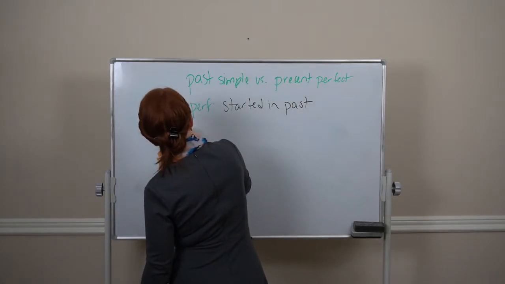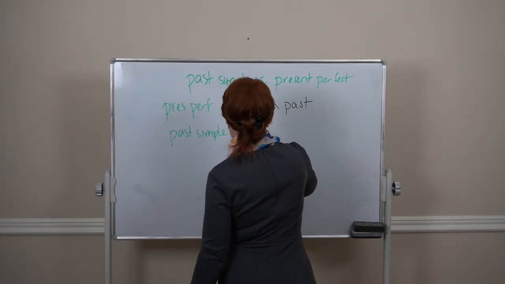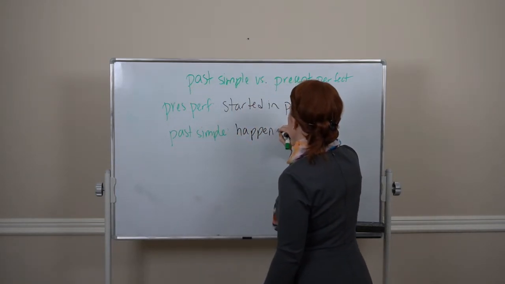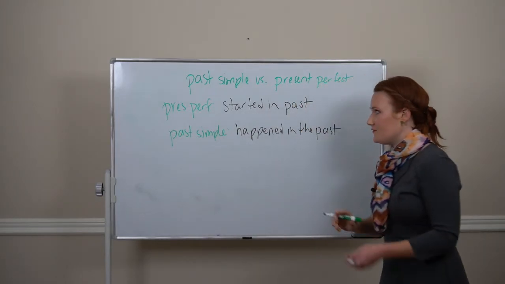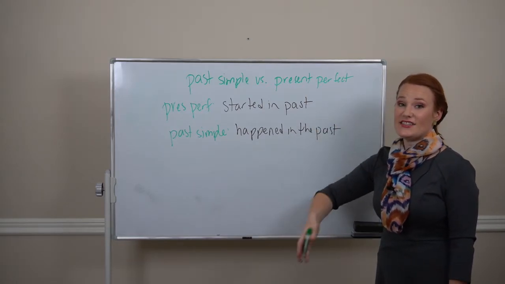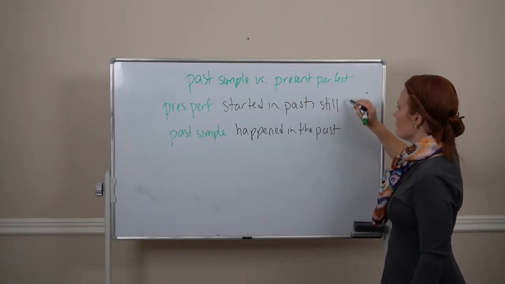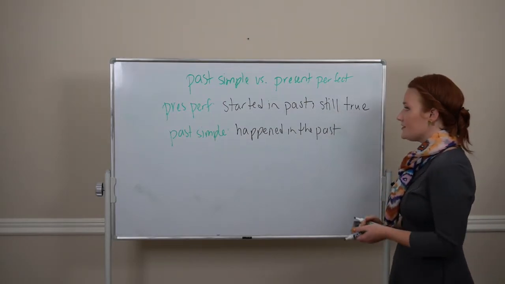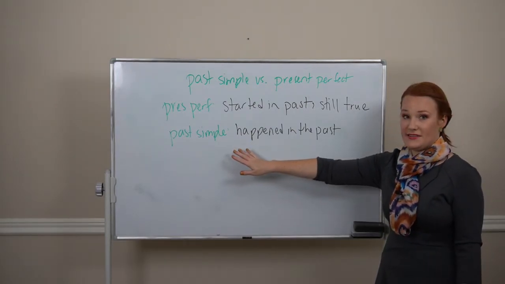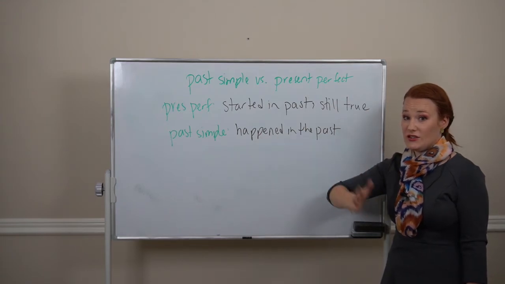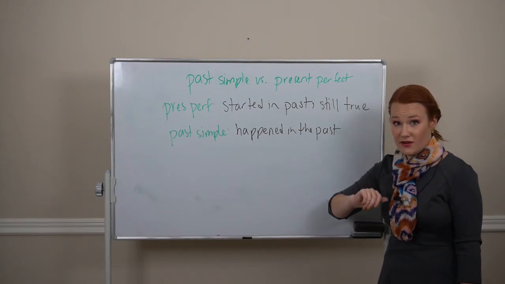And past simple is for something that happened in the past. But for present perfect, that thing is still true. Okay, so if that action, that activity, that truth is finished, we'll use past simple. If that activity is still going on, if that is still a true statement about yourself, we'll use present perfect.